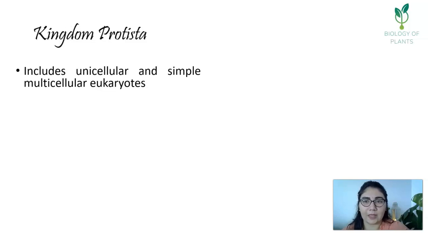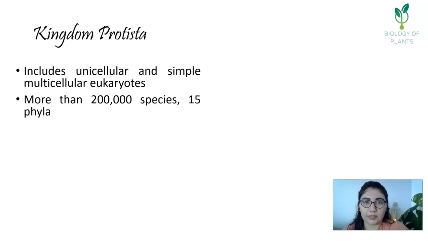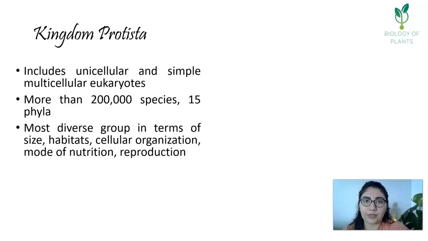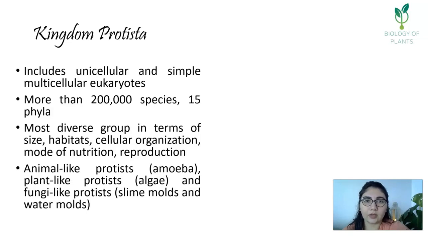Kingdom Protista. Protista includes unicellular and simple multicellular eukaryotes, and this is a very diverse group with more than 200,000 species organized within 15 phyla. The diversity of this group ranges from their size, habitats, cellular organization, modes of nutrition, and reproduction. The organisms of this kingdom share characteristics with the other three eukaryotic kingdoms. That is, there are animal-like protists, for example amoeba, there are plant-like protists, for example algae, and there are fungi-like protists, for example slime molds and water molds.